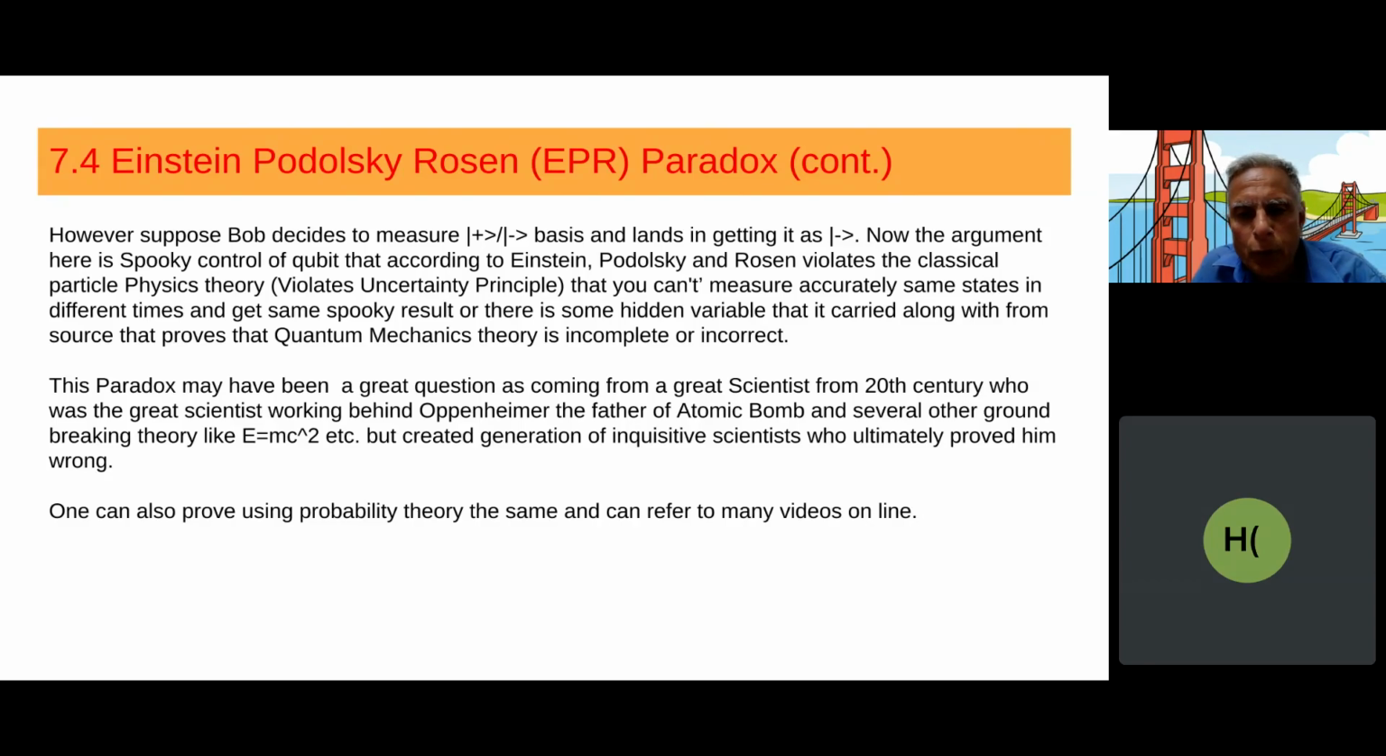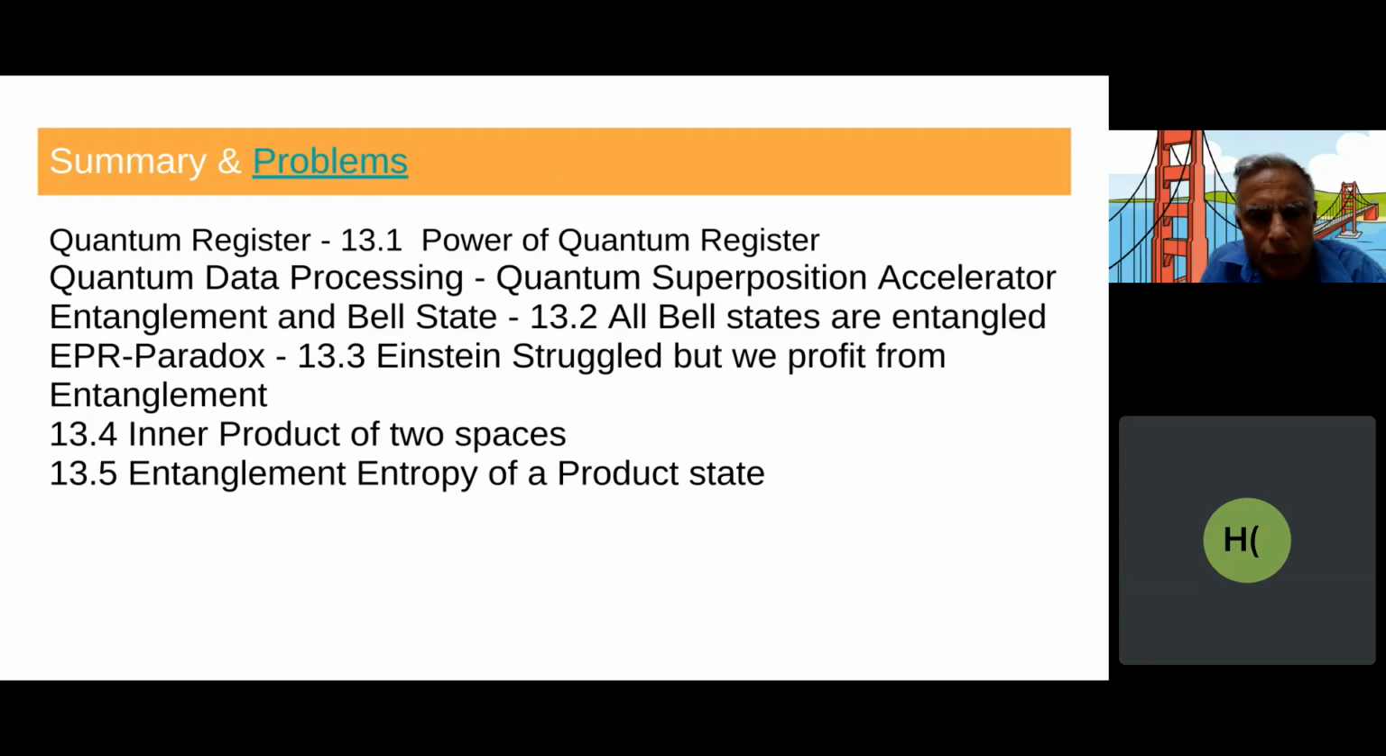One can also prove this using probability theory. Of course, there are many videos out there on YouTube. You can watch them. But essentially, we needed to cover this EPR paradox, and that's what I have brought here. So this should cover the balance of this. And teleporting we'll see in the upcoming schedule for next week, this coming Monday. So we'll cover part of teleporting there.